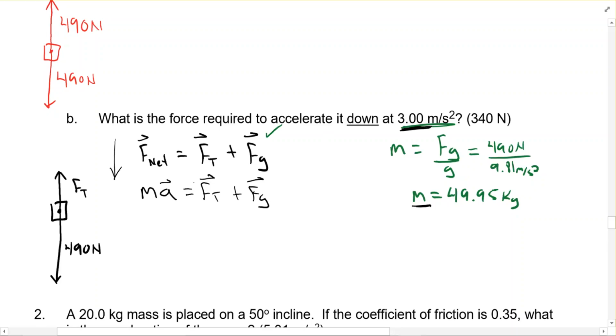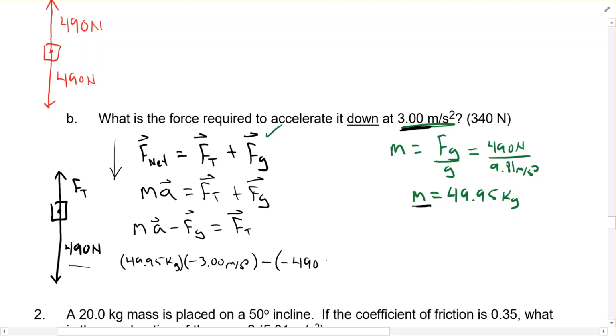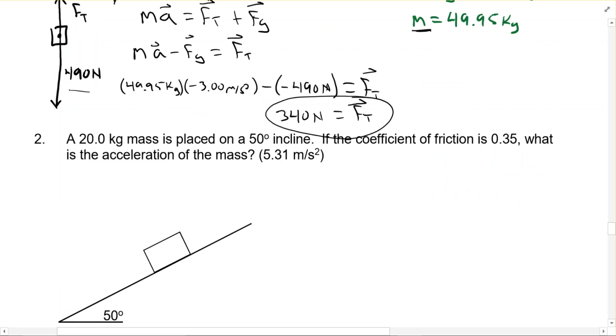So we could put our numbers in now or rearrange it. Let's just rearrange it first. So I'll say mass times acceleration minus Fg is equal to Ft. And then filling stuff in here, I know the mass is 49.95 kilograms. Acceleration is negative 3.00 meters per second squared. And then minus, and it's also going to be negative, right? Because it's 490 down. So minus negative 490 newtons is equal to Ft. And then finally I get, it's 340 newtons is equal to Ft. So that's the tension force that's going to be required to keep this thing accelerating downward at negative 3 meters per second squared. Okay.